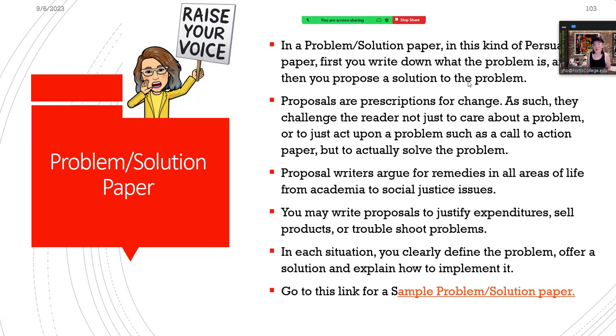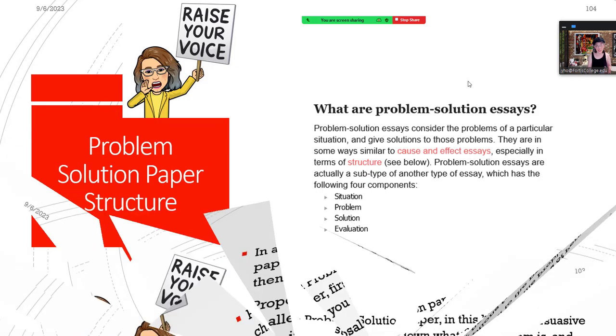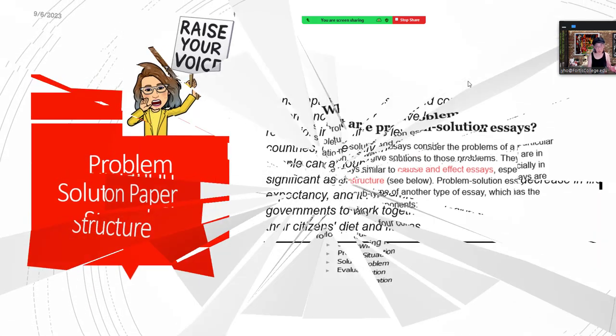Proposal writers argue for remedies in all areas of life, from academia to social justice issues. You may write proposals to justify expenditures, sell products, or troubleshoot problems. So when you write a problem solution paper, the first part of the paper you state the problem, second part of the paper you state the solution. And so here is an example of a problem solution paper.